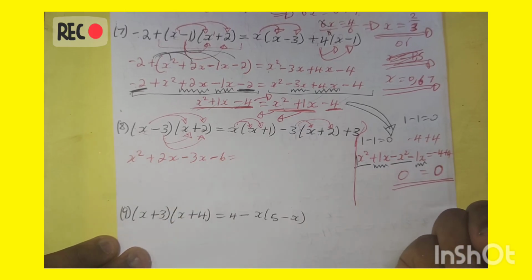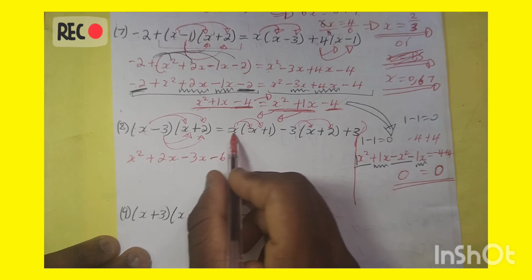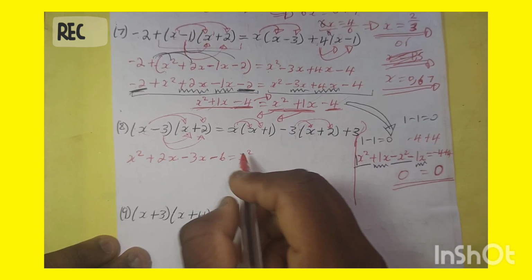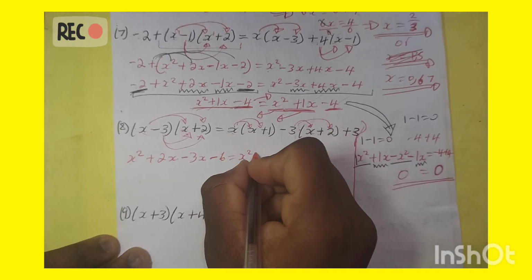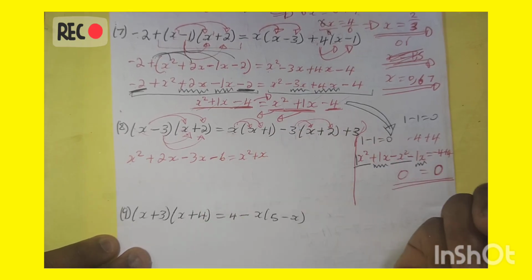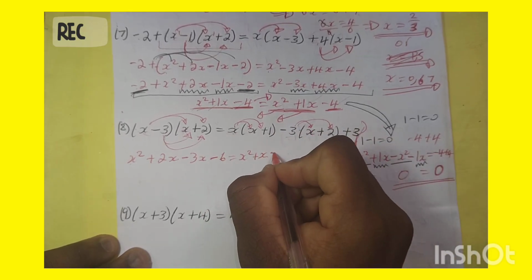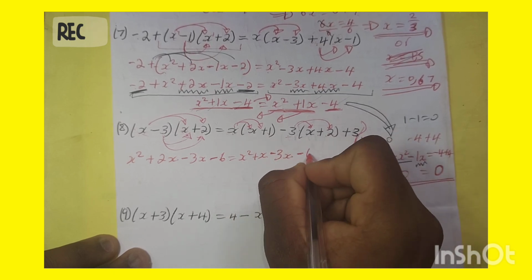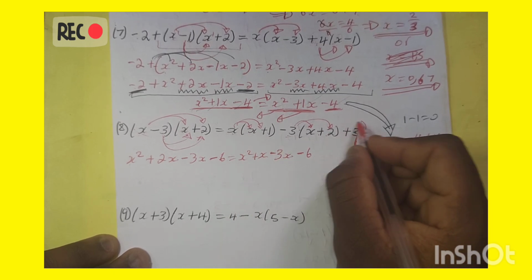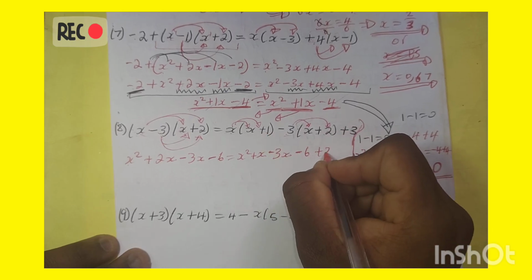Do you see? And now what about this one? This multiply there, it's x squared, because when I multiply the same base, I add the exponent. This multiply there, it's positive x there. And this multiply here, it's minus 3x there. This multiply there, it's negative 6. And this thing is not involved. You write it the way it is.